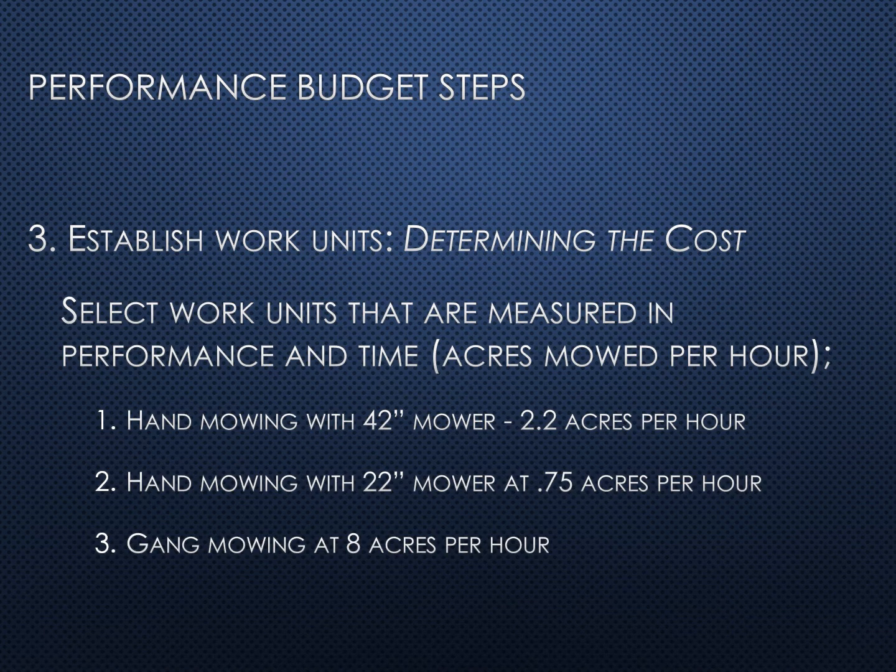Then we can look at determining the cost of our work units. We select work units that are measured in performance and time, so we're going to look at acres mowed per hour. If we do hand mowing with a 42-inch mower, we can look at 2.2 acres per hour. If we do hand mowing with a 22-inch mower, we're looking at three-quarters of an acre per hour. So there's a big difference. And then we can look at gang mowing, or group mowing, which is several people mowing at once, and we can do eight acres per hour with multiple units going at once.